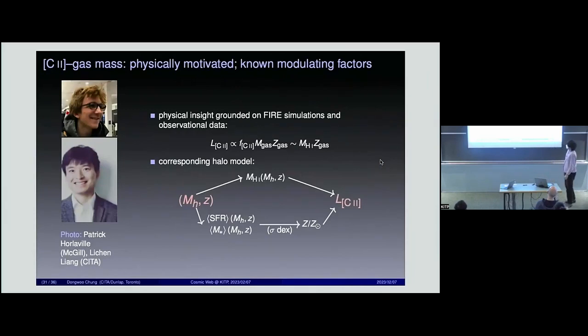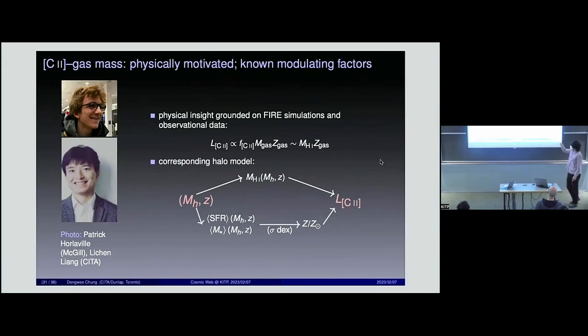And we can go ahead and translate that into some kind of halo model that we can apply to these approximate cosmological simulations. Basically, we make a simplifying assumption that the C2 luminosity is modulated by the H1 mass, as a proxy for the amount of diffuse gas that can emit in C2, and the gas-phase metallicity. And we can formulate a corresponding halo model going from the halo properties to various intermediate galaxy properties, leading us eventually back to the C2 luminosity, the thing that we really want.